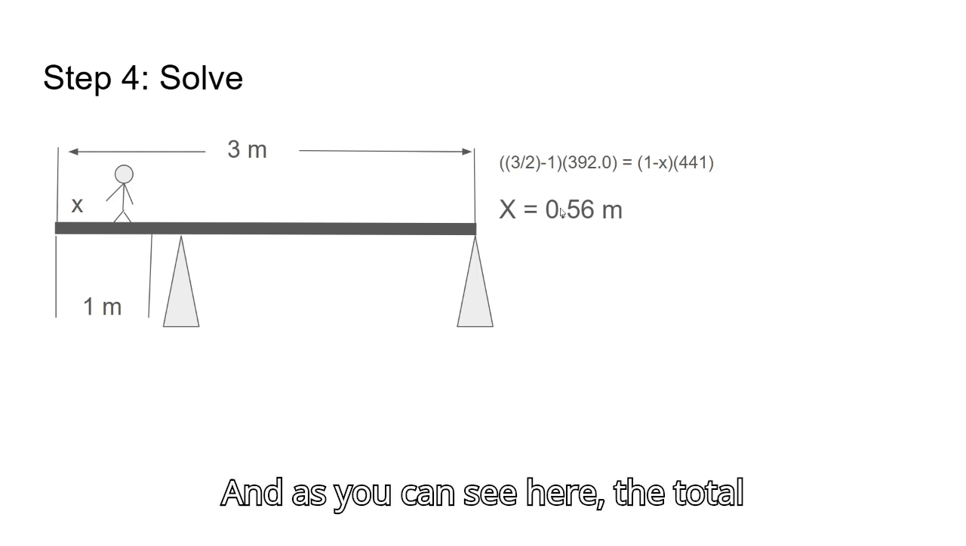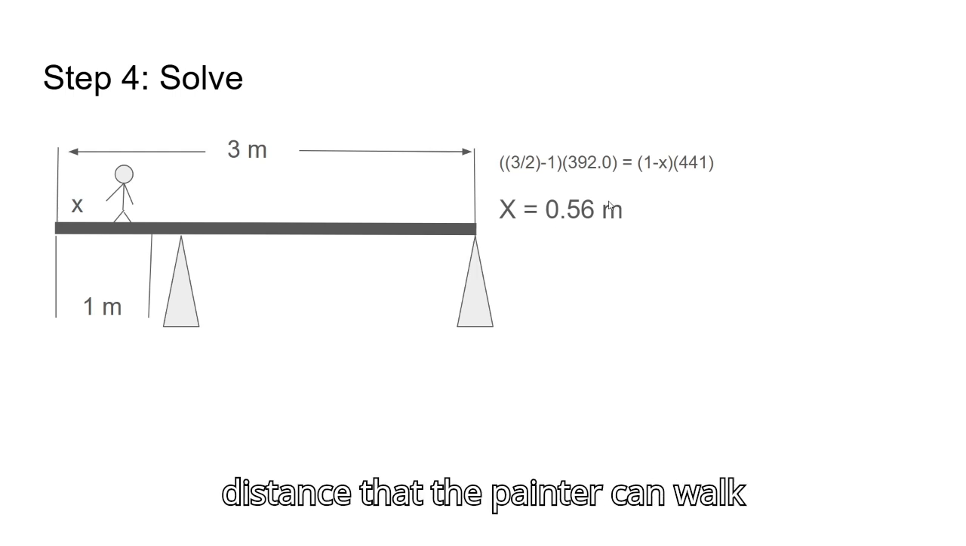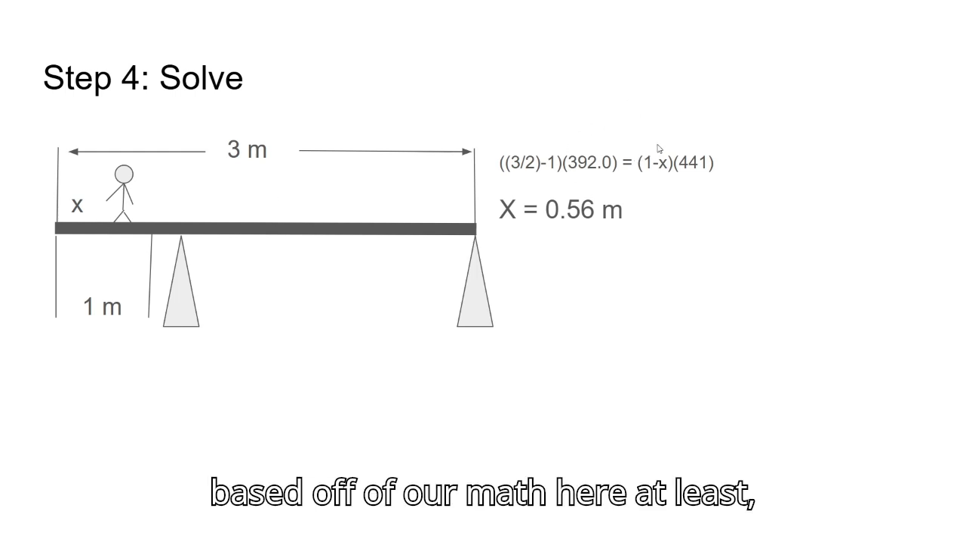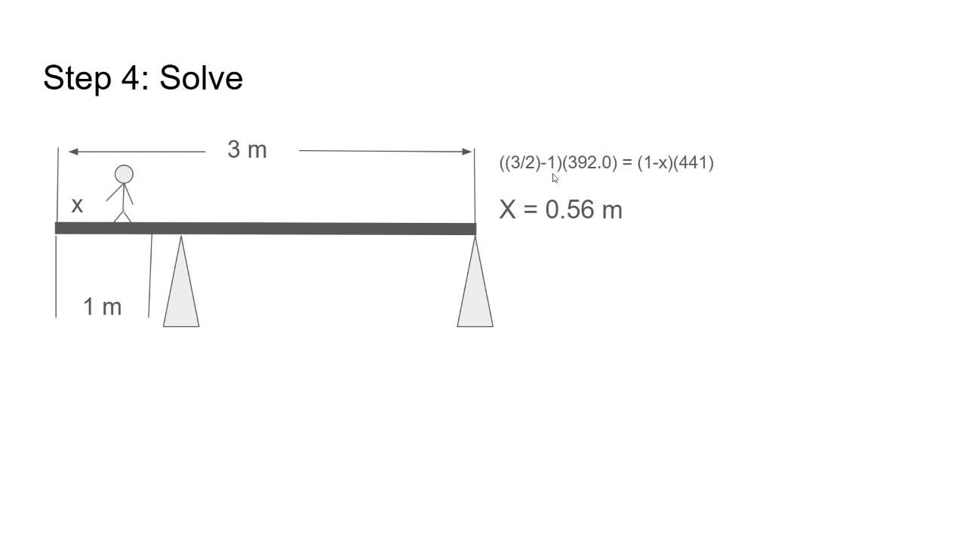And as you can see here, the total distance that the painter can walk before it starts turning, based off of our math here, at least, is going to be 0.56 meters.